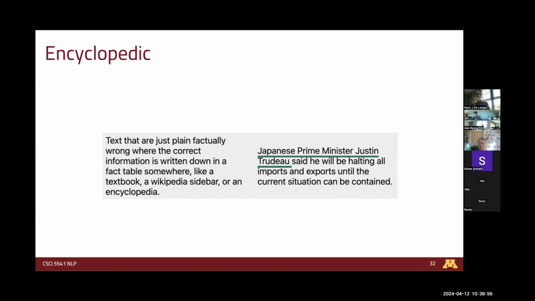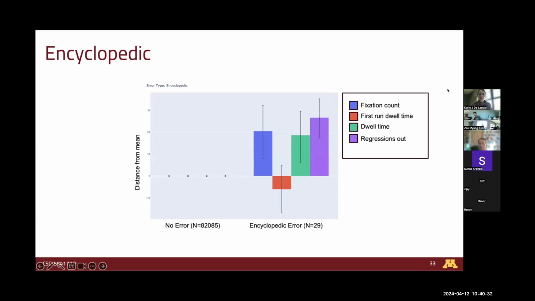All right, I believe this is the last error type that I'm going to be talking about, which is encyclopedic. And this is a factual error. To me, it's not so clear that this is fundamentally a different error type, like something like Japanese Prime Minister Justin Trudeau. I'm not sure that feels like a different error type than something like 100,000 astronauts on the South Pole. But that is how this data set is defined, so we're sticking with their error definitions for now.